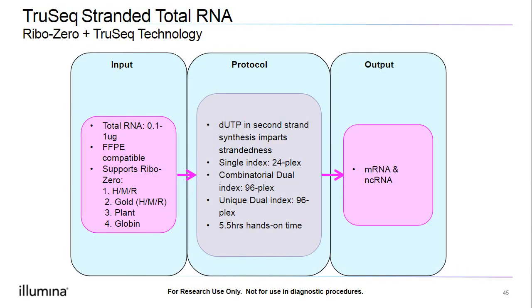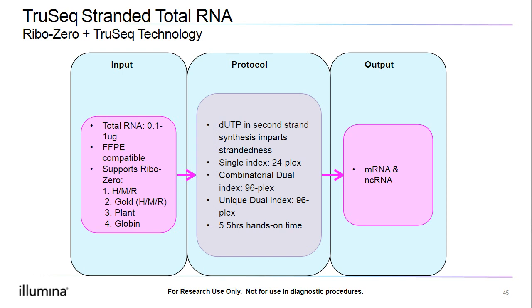As I just mentioned, this workflow can use FFPE material as input. And this is because we're removing our rRNA, but leaving everything else behind. So even if our RNA is degraded, we will still retain it. We won't see a 3' bias as we would with a poly-A selection. This kit supports depletion with RiboZero: human mouse rat, gold, plant, and globin. Gold has the same probes as human mouse rat, plus probes against mitochondrial rRNA as well.